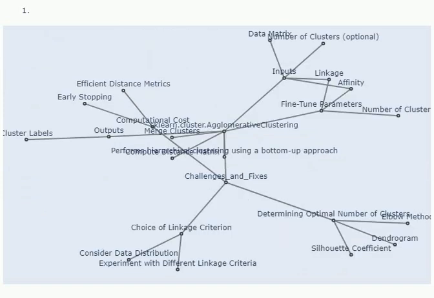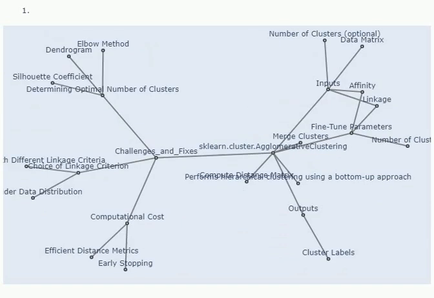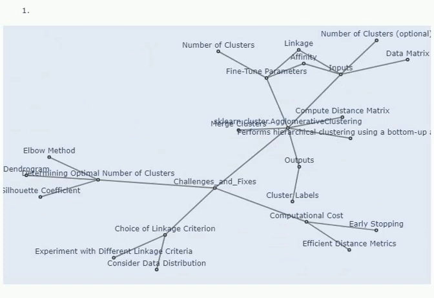Choice of linkage criterion: the choice of linkage criterion can significantly impact clustering results. Experiment with different linkage criteria, try Ward, complete, average, single to find the best fit for the data. Consider data distribution: the choice of linkage criterion should be based on the shape and distribution of the data.